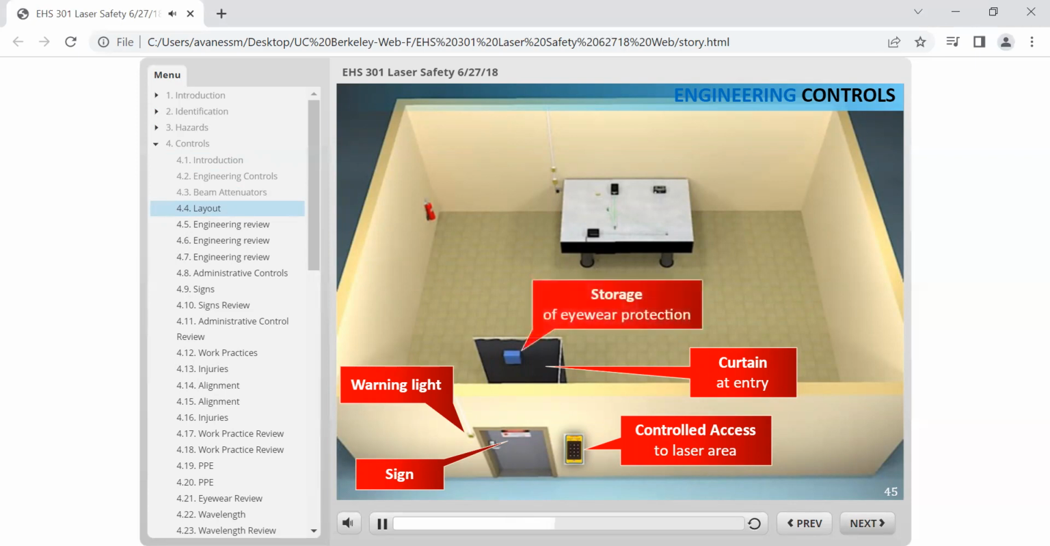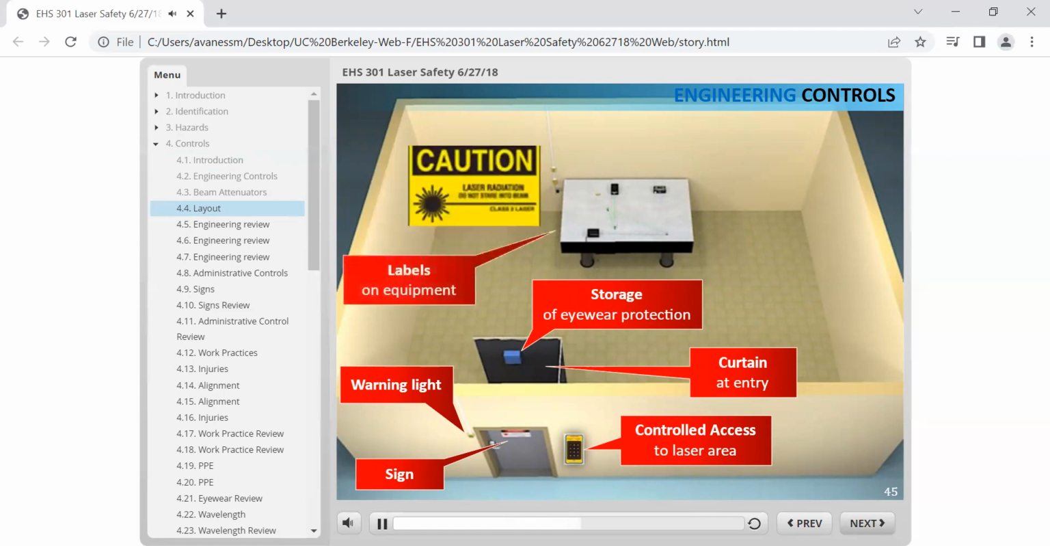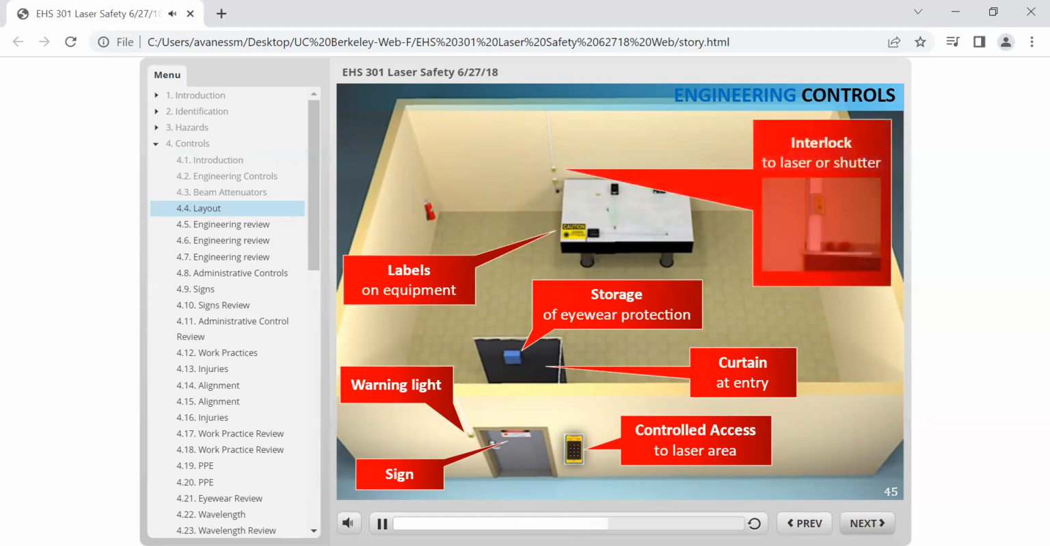Create a storage space for personal protective equipment, such as safety eyewear, near the entryway. Ensure warning labels are affixed onto the equipment itself, beginning with Class 2 and Class 2M lasers. Interlock interfaces are the primary means of arming and disarming laser interlocks and should be placed near the laser table. Finally, ensure that fire extinguishers are placed within reach in case of an emergency. Please note that this room layout is only a sample. The campus laser safety officer will provide a proper and thorough evaluation to maximize engineering controls. For details regarding the engineering controls required for each laser class, refer to the Laser Safety Manual.